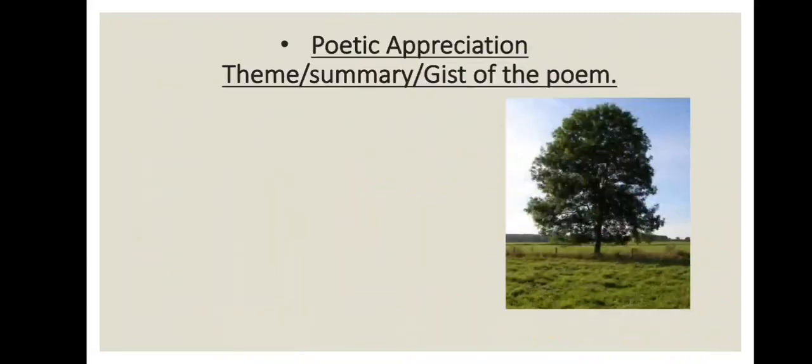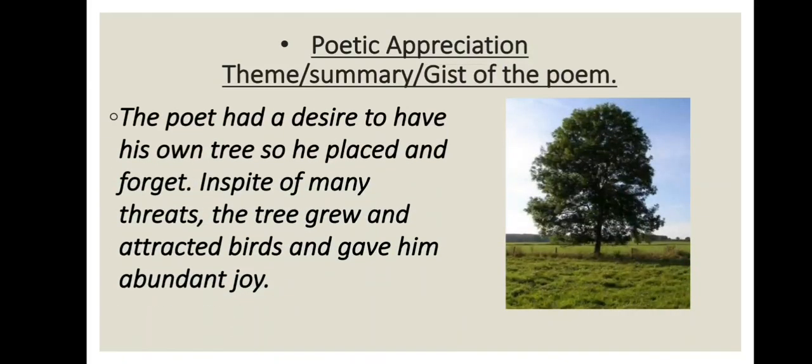Now, poetic appreciation: theme, summary, gist of the poem. The poet had a desire to have his own tree, so he planted one and forgot about it. In spite of many threats, the tree grew, attracted birds and gave him abundant joy.